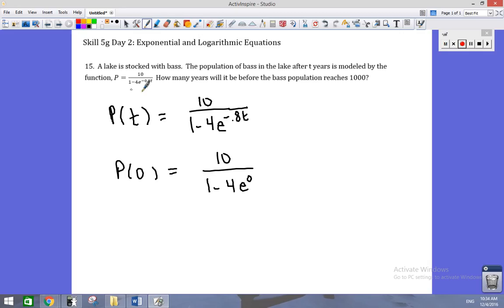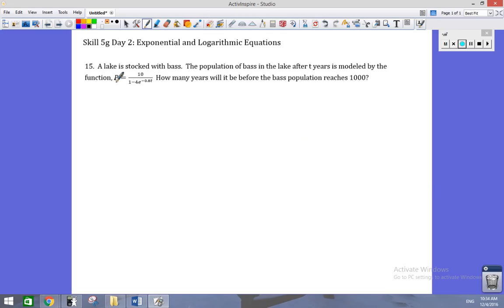And initially, using this function doesn't make sense to think about how many fish there were. Maybe it was a man-made lake, and initially they populated it with 100 bass or something like that, and then they want to know how many years it will take for that initial amount to grow to 1,000. So the left-hand side is the population of fish, and it wants us to solve for t, the number of years that it takes for the population of fish to be 1,000. So that sets up this equation.